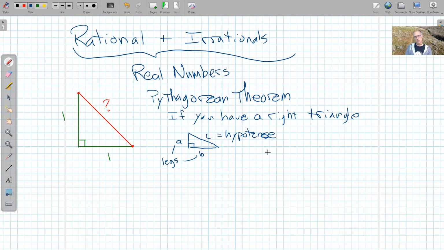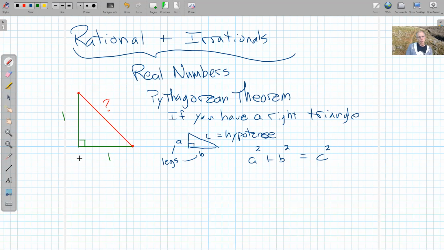What the Pythagorean theorem says is if you measure the legs, and then you square them, and then you add them up, that's always going to be the same as the square of the measure of the longest side, the hypotenuse. So the sum of the squares of the legs is equal to the square of the hypotenuse. So that's the Pythagorean theorem. We're just going to apply it to this situation right here.